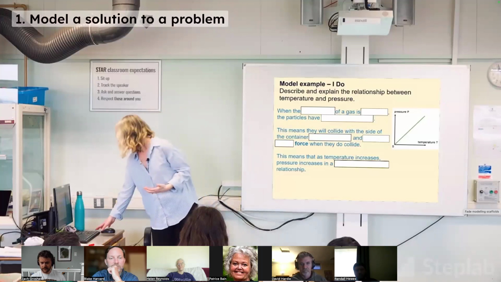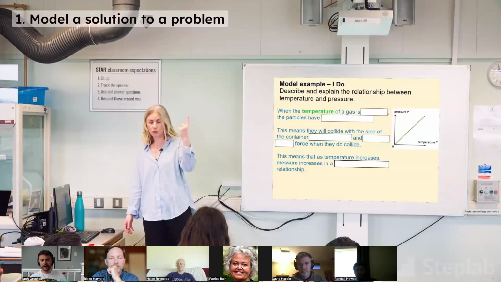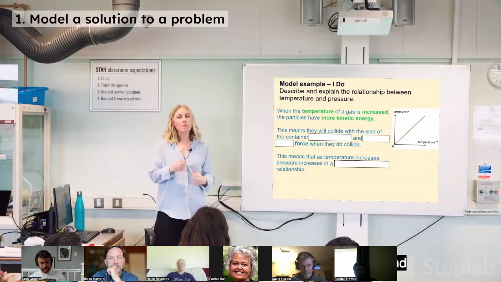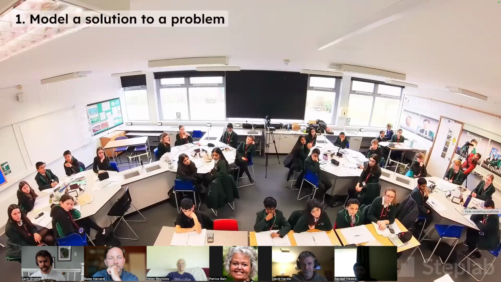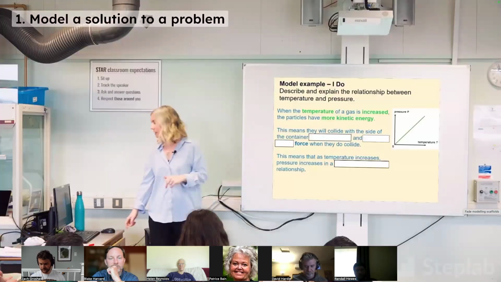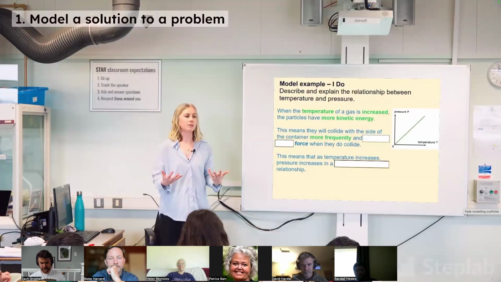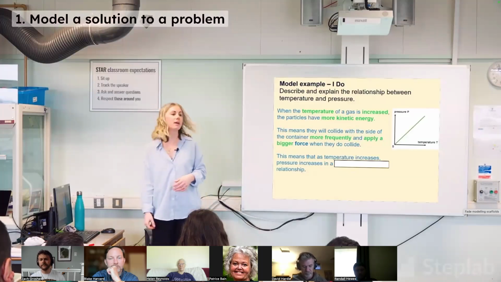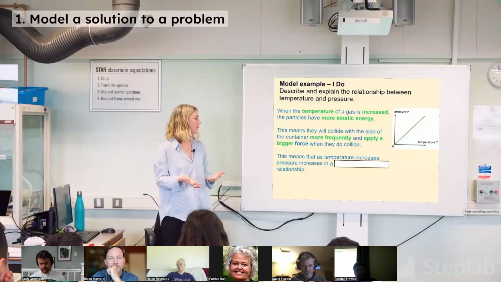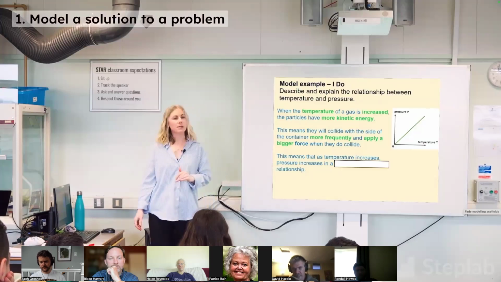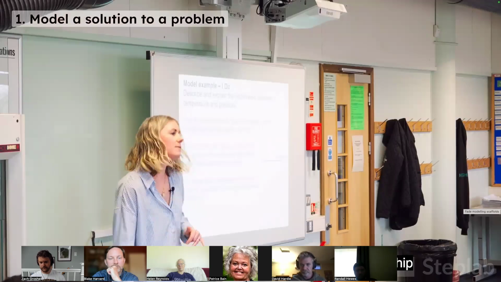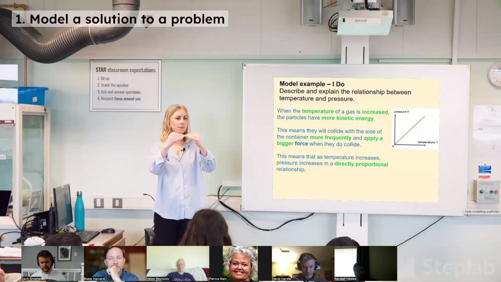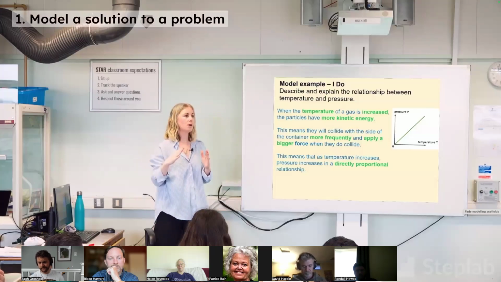So first of all, when the temperature of the gas is increased, the particles have more kinetic energy. So that means that they're going to be moving around with more energy, they're going to be moving around faster. This means that they will collide with the side of the container more frequently. This means more often. So they will collide and hit the side of the container more times. And not only that, they will also apply a bigger force when they hit the container because they've got more kinetic energy. So this means as temperature increases, the pressure increases. Now, we might remember that we name that relationship directly proportional. As one thing increases, the other thing increases by the same amount. And we can see that on the straight line starting from 0 in our graph.